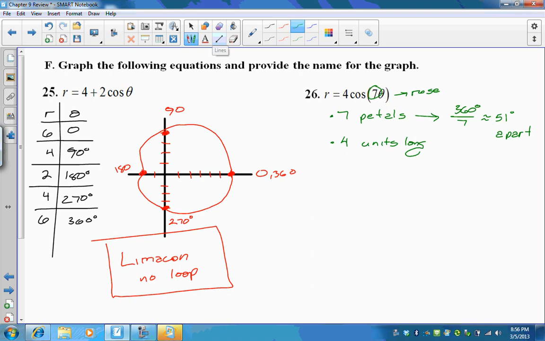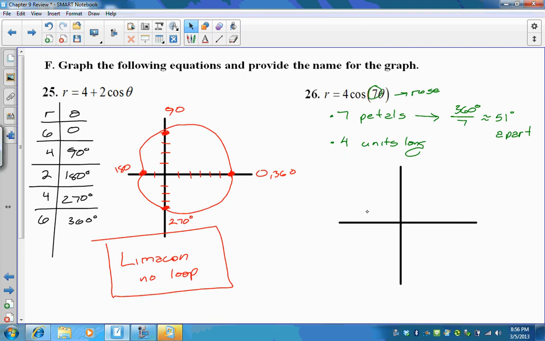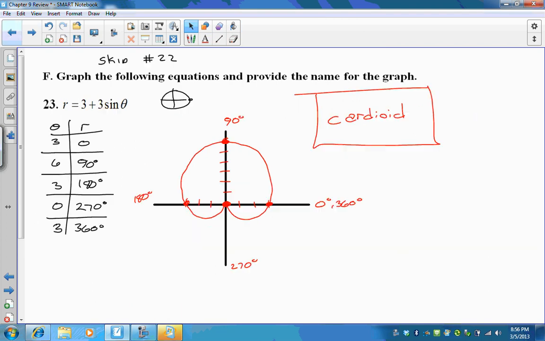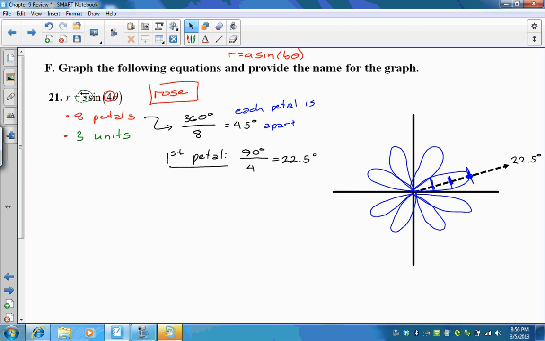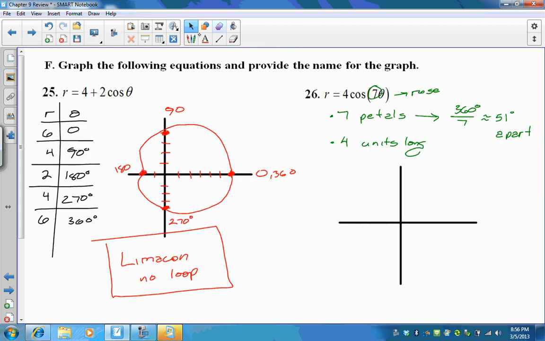If it is a cosine graph, you don't have to worry about how far that first petal is raised up. When we go back to that sine graph I did a minute ago, if it's a sine rose, you have to do this 90 degrees divided by the coefficient of theta to find out where the first petal is. It's kind of a pain. But if you have a cosine rose, then the first petal always goes right out on the x-axis.